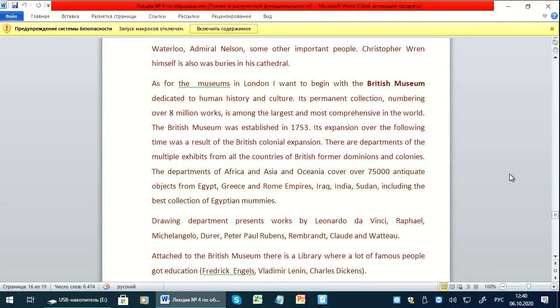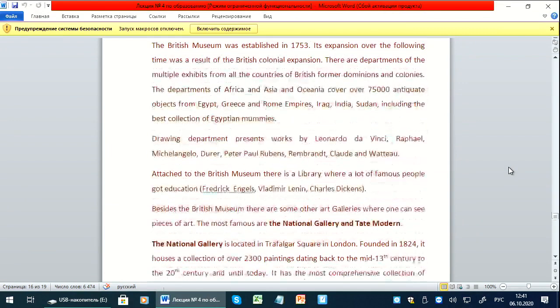The drawing department presents works by Leonardo da Vinci, Raphael, Michelangelo, Durer, Peter Paul Rubens, Rembrandt, Claudel, and Watteau. Attached to the British Museum, there is a library where a lot of famous people got an education: Frederick Engels, Vladimir Lenin, Charles Dickens, and many, many others.